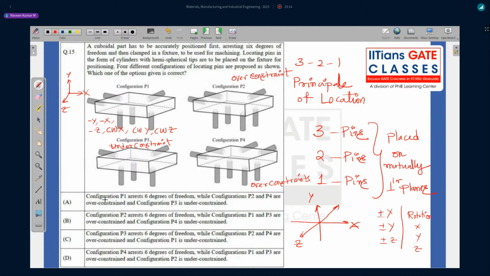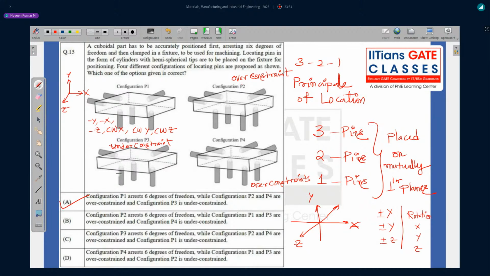So they're saying that P1 configuration arrests 6 degrees of freedom. Yes, you're right. While P2 and P4 are over constraints. Excellent. And then configuration P3 is under constraint. And that's it. This is the answer. No need to think, there is no second thought. This is the answer. Right?